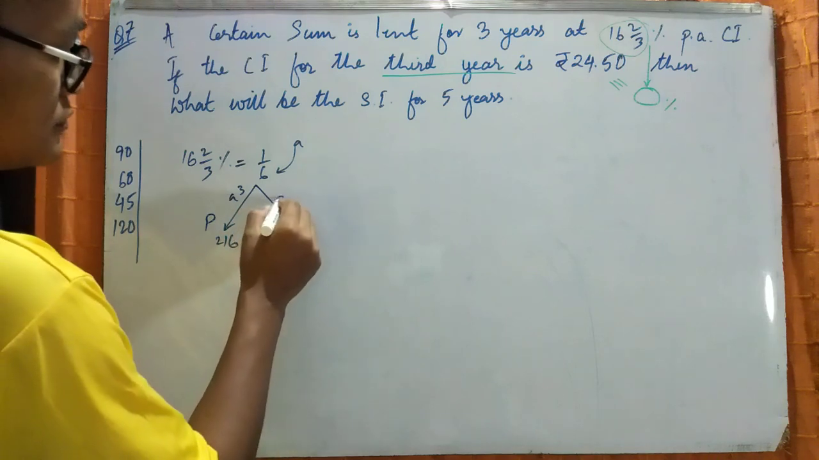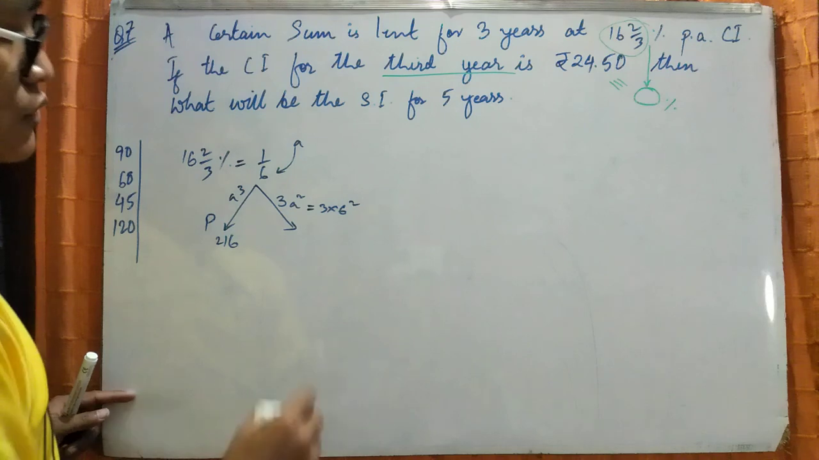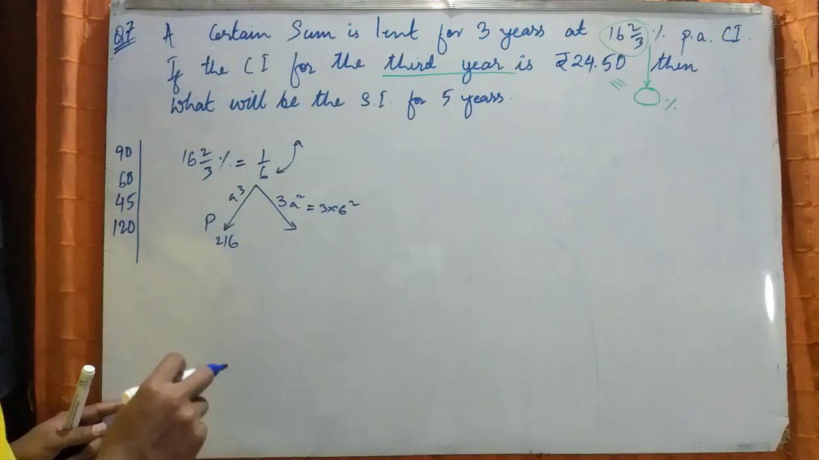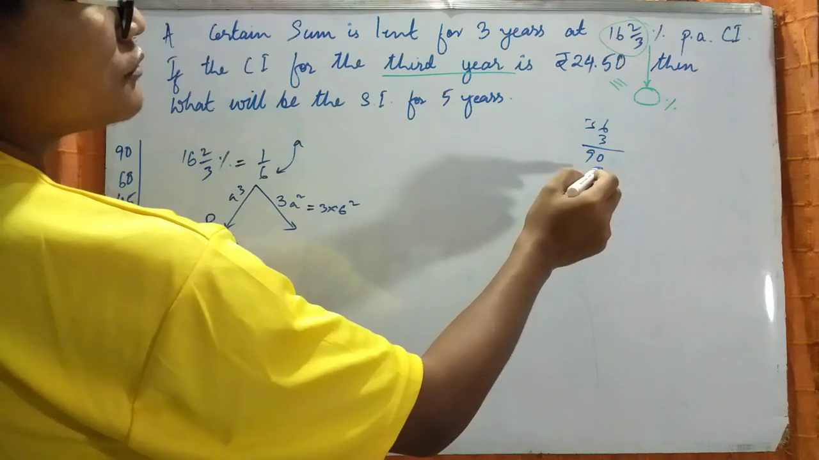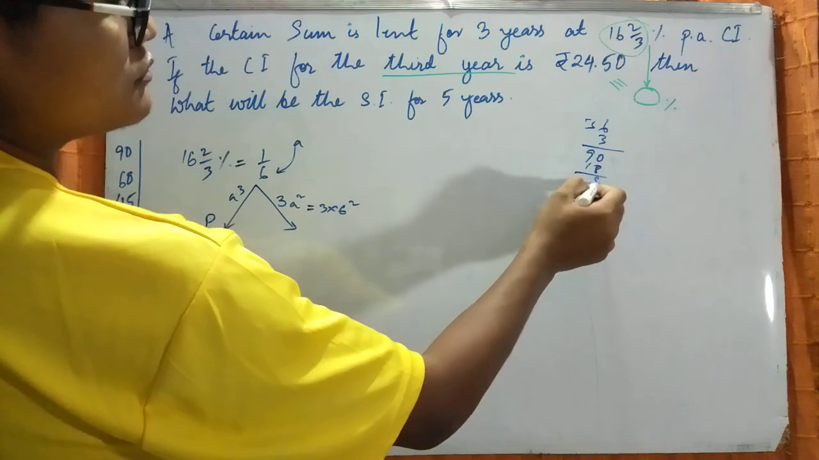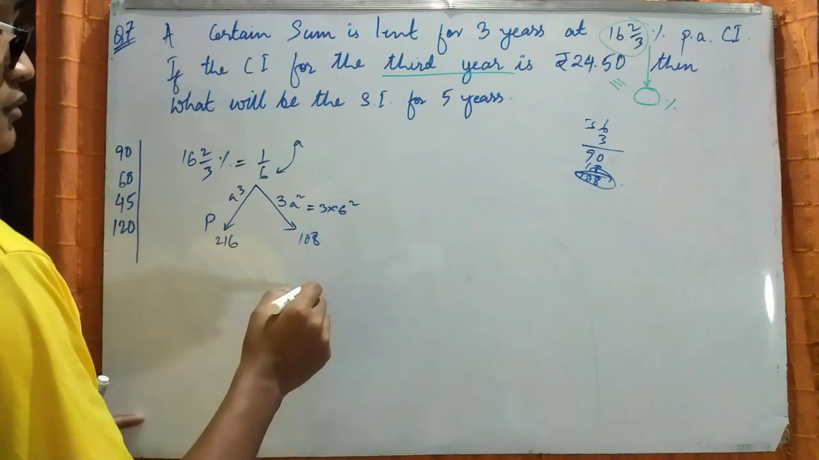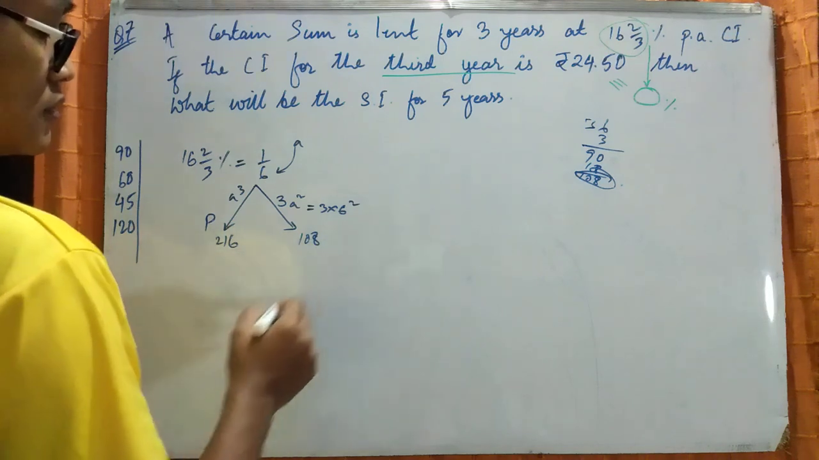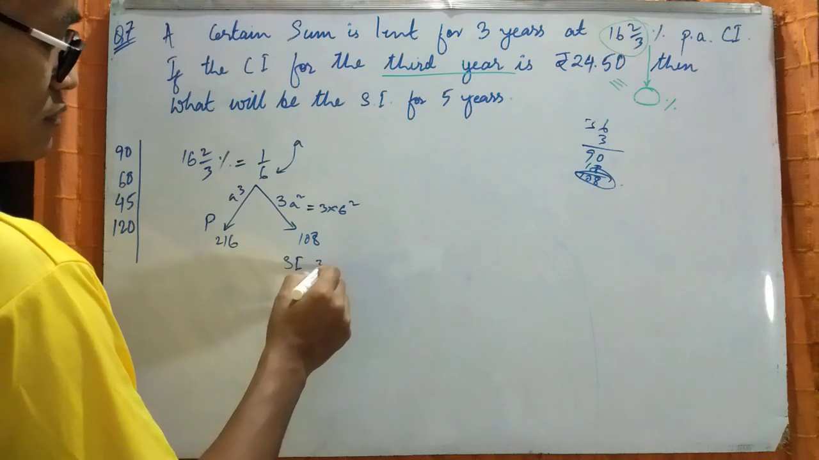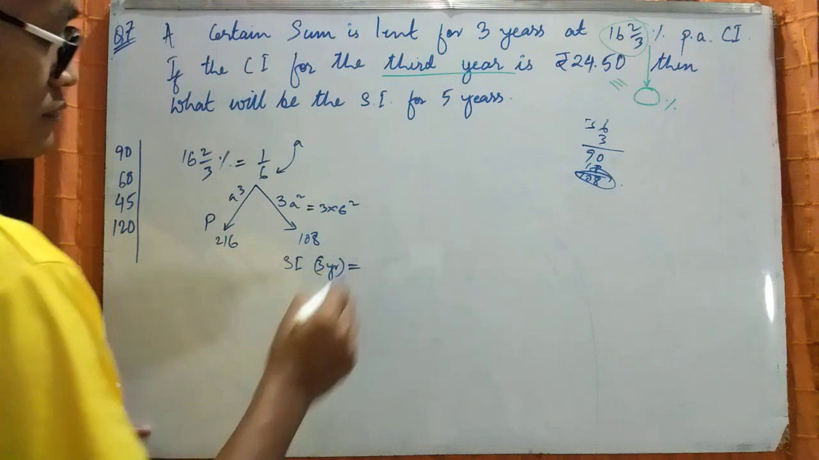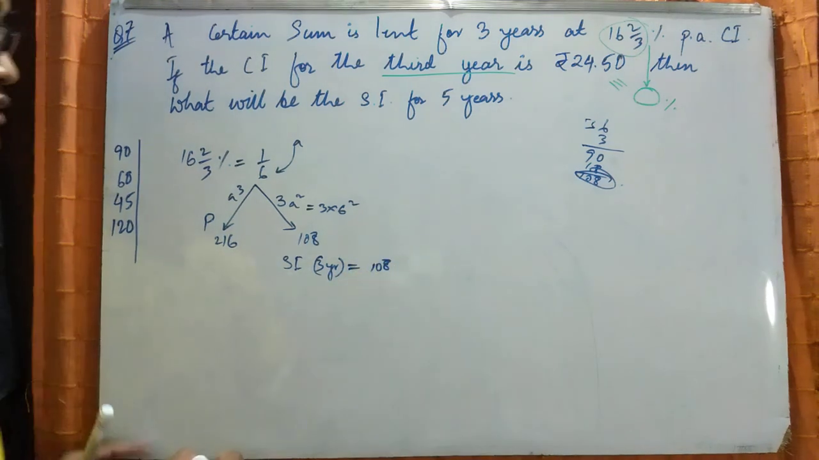The formula is 3a squared plus... so 3 into 6 squared. 6 squared is 36. 36 into 3 is 108. Then 90 plus 18 gives 108. So the simple interest for 3 years is 108.